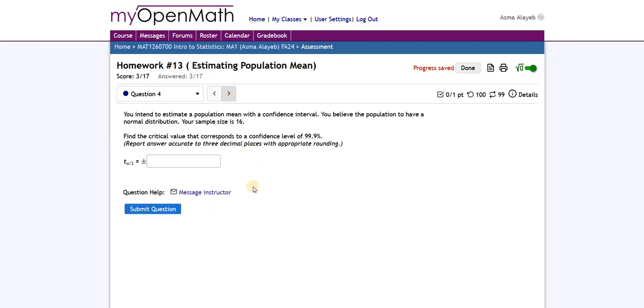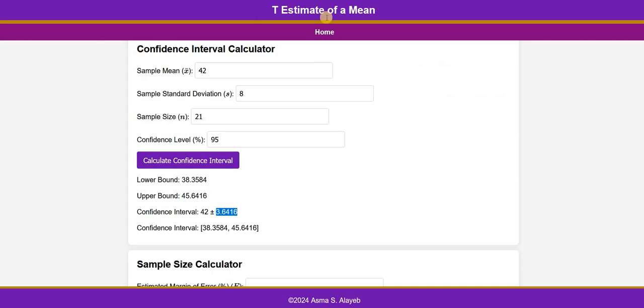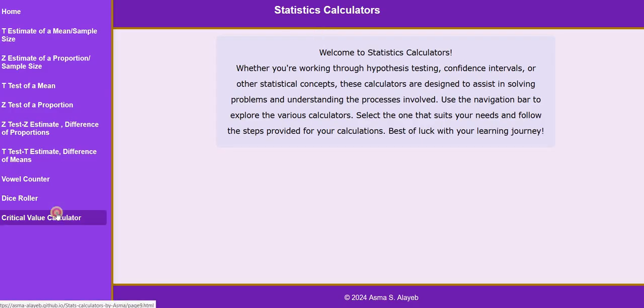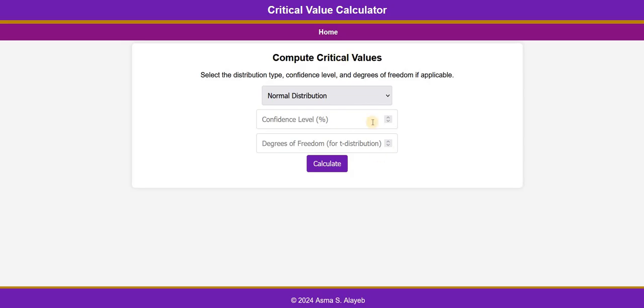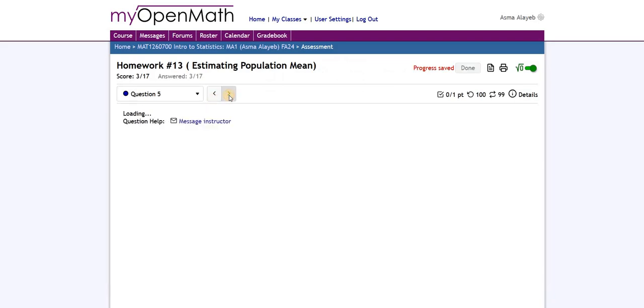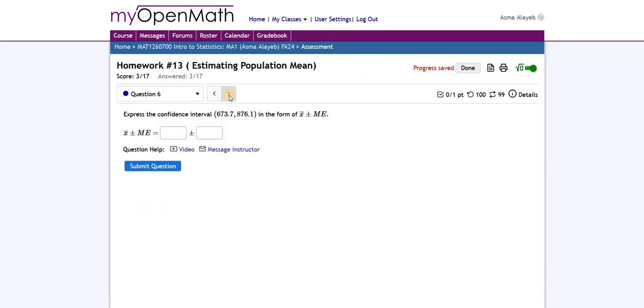Continuing, here they want you to compute the critical value. So you're going to navigate to the critical value calculator. You're going to go to the home button and then critical value calculator. You're going to plug everything here using the t-distribution, of course. Make sure you choose the correct distribution. For question number 5, similar.